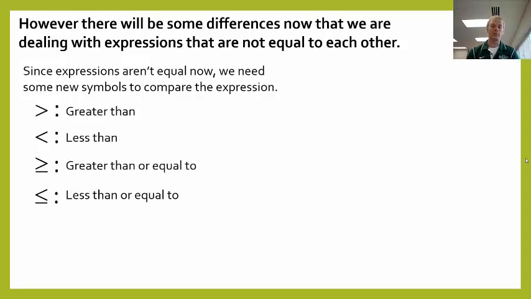Here are our four symbols. Maybe they're not new to you, but if they are, go ahead and take a second and write these down. Make sure they're in your notes so you can recognize them. We have greater than and less than. We have greater than or equal to and less than or equal to.